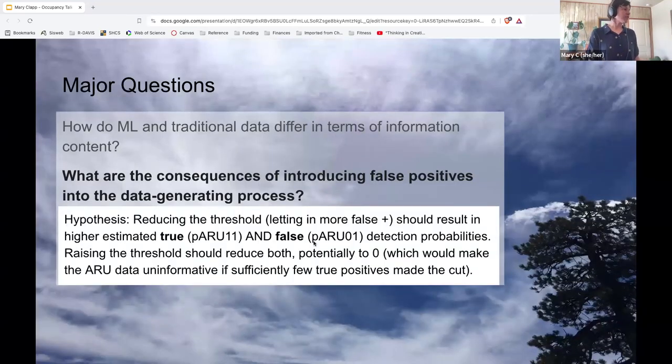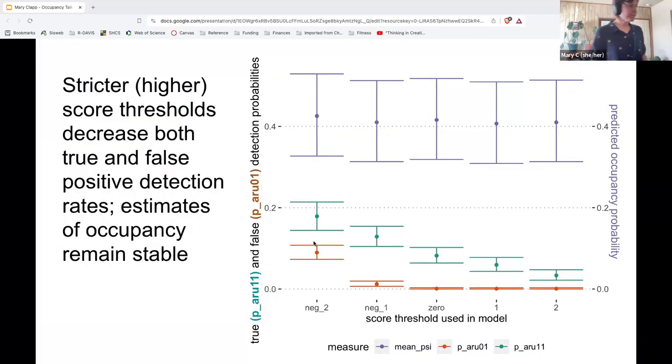As far as our second major question, what are the consequences of introducing false positives into the data generating process? Our hypothesis was that reducing the threshold and letting more false positives into that ARU detection history should result in higher estimated true positive and false positive detection probabilities. Raising the threshold, so being more stringent, should reduce both potentially to zero, which would make the ARU data uninformative if sufficiently few true positives actually made the cut.